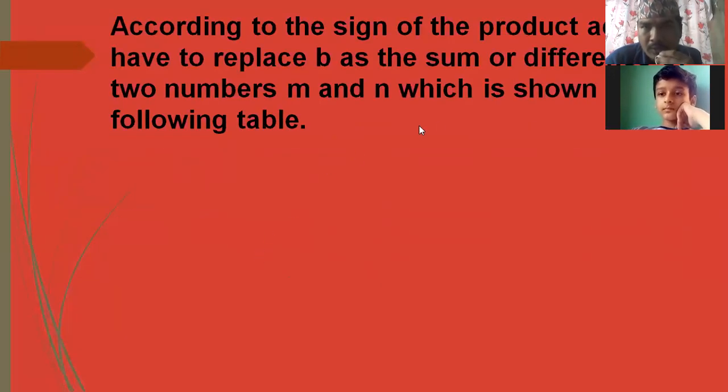Look here, I am going to show the process according to the sign of the product. I have told you this before also. When we find the product of a and c, we have to replace b as the sum or difference of two numbers m and n, in the following table.